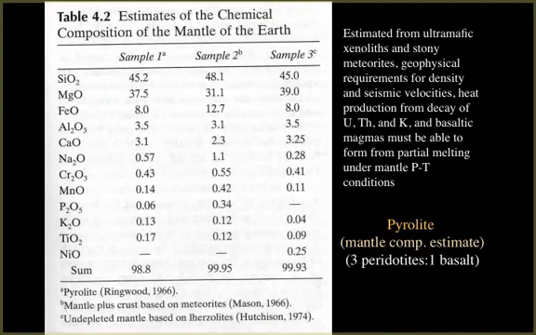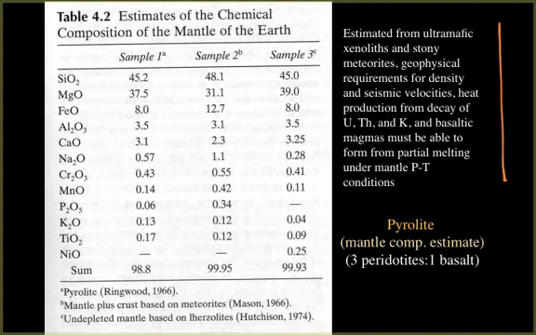We can estimate the mantle composition in several ways, and we do this in part by looking at ultramafic xenoliths, stony meteorites, considering the geophysical requirements for density and seismic velocities in the mantle, estimating from heat production from the decay of uranium, thorium, and potassium. And basaltic magmas have to be able to form from partial melting under mantle pressure and temperature conditions.